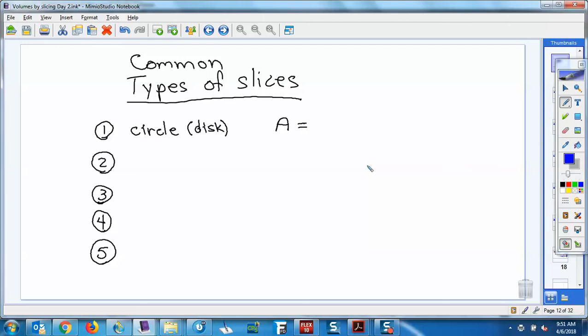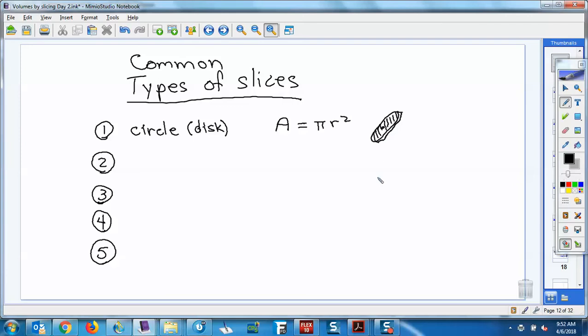So one type of slice would be a circle slice. And of course, what do we need to know? We need to know the area of a circle. Well, that's pi times radius squared. And a circle would look something like this, a circular slice, like so. Try to make it look a little three-dimensional, with a little thickness there.